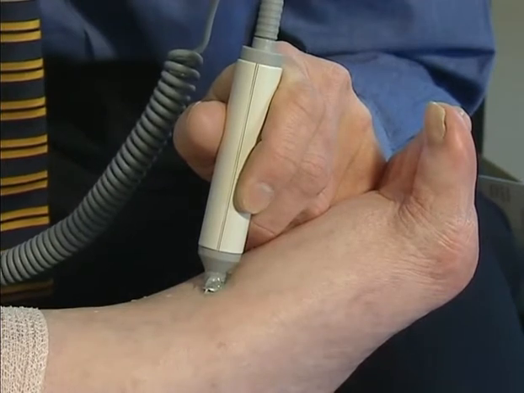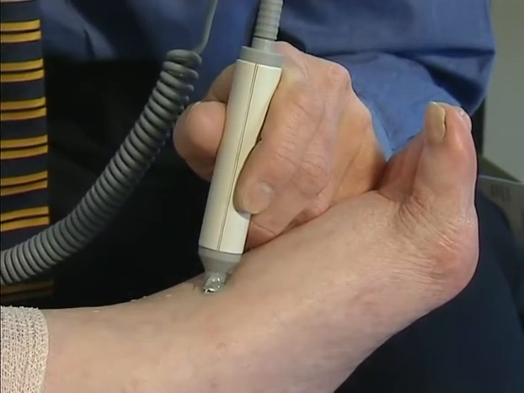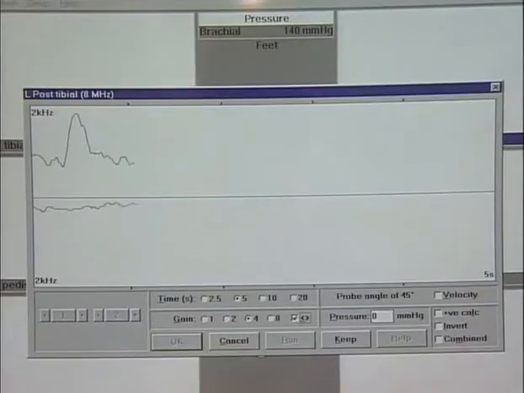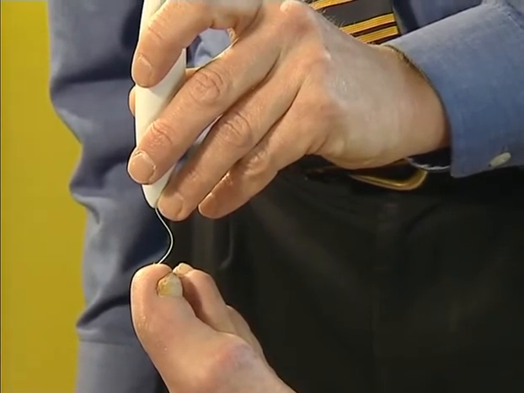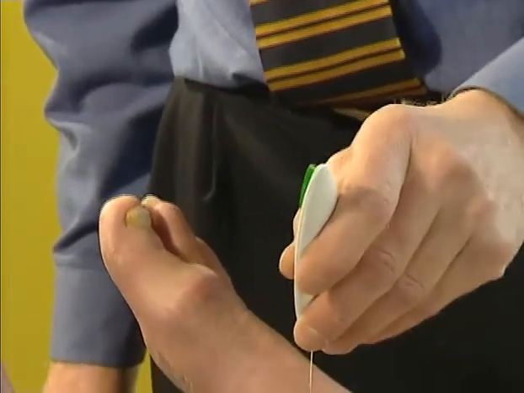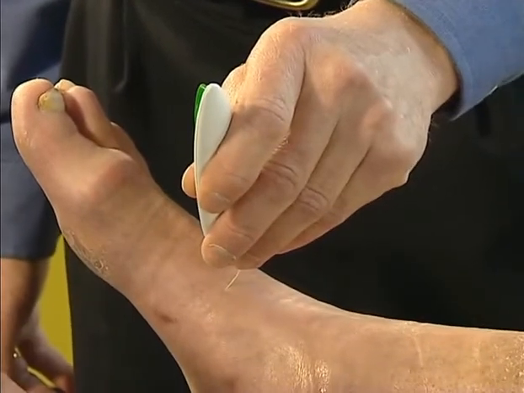We'll be showing you basic vascular assessments using a handheld Doppler and how this method could be used for more advanced measurements. We'll also be demonstrating methods for detecting neuropathy using a monofilament and other techniques.